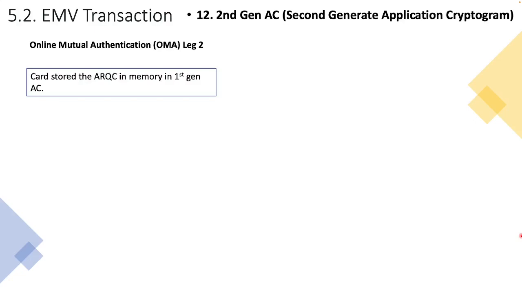Remember, in first gen AC, we had generated an ARQC, and obviously the card had stored it in memory. And obviously, the ARQC had been sent upstream by the terminal on the ISO 8583 authorization request message. And so, for the purpose of our example, let's assume that our ARQC value is this, right?